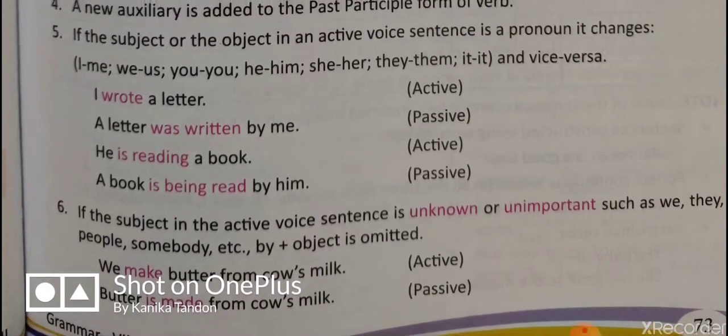Next is, if the subject in an active voice statement is unknown or unimportant, such as we, they, people, somebody, etc., we can use "by" plus object or it is omitted. There are some sentences in which we are not clear about the subject. Like in the last sentence only, he is reading a book. We don't know who he is, right? We have no idea about he. So it is unimportant. Similarly, we make butter from cow's milk.